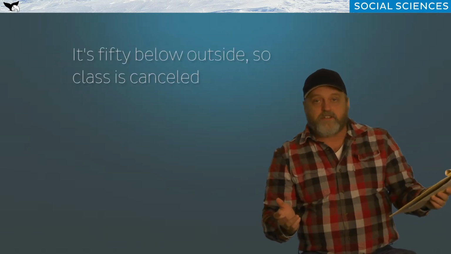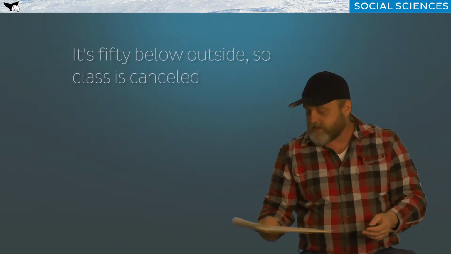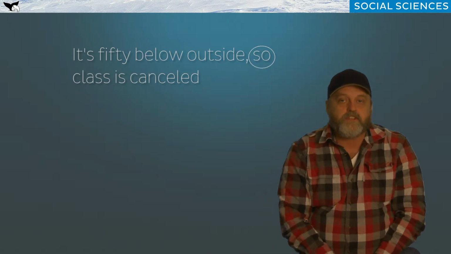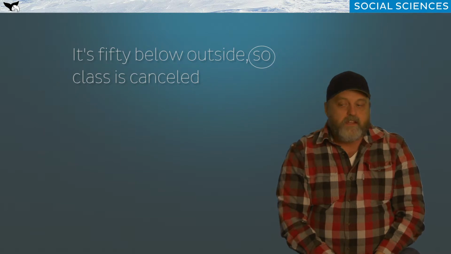Let's look at the other argument. It's 50 below outside, so class is canceled. Is there an inference indicator in that? Yes, the word "so" is an inference indicator there. So you would want to circle that. So that's the first step in analyzing the argument.